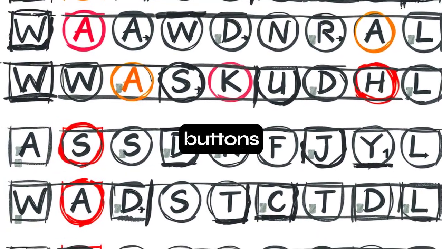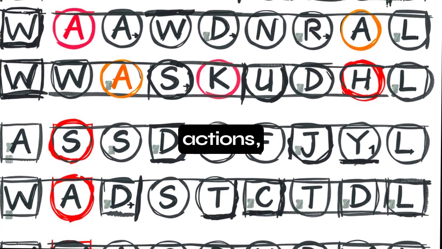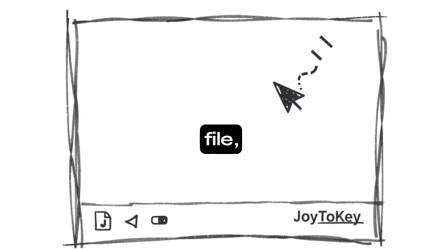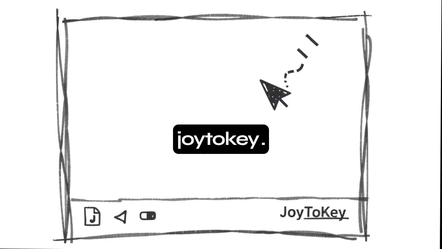Repeat this for your other buttons. Double-click, press a key, click OK, so you cover movement, actions, and menus exactly how you like. To save your setup, go to File, then click Save. This keeps your profile ready every time you launch JoyToKey.